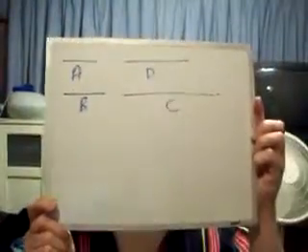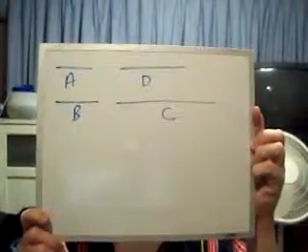This is Euclid Book 9, proposition number 18. Here's the diagram, folks. Okay, let's get into this, shall we?